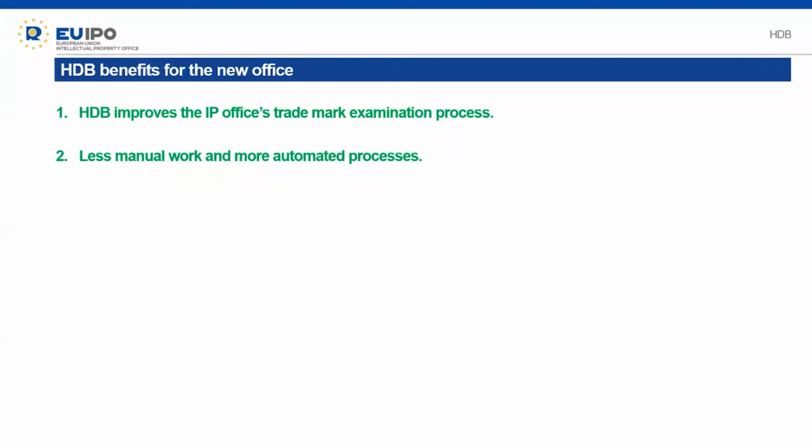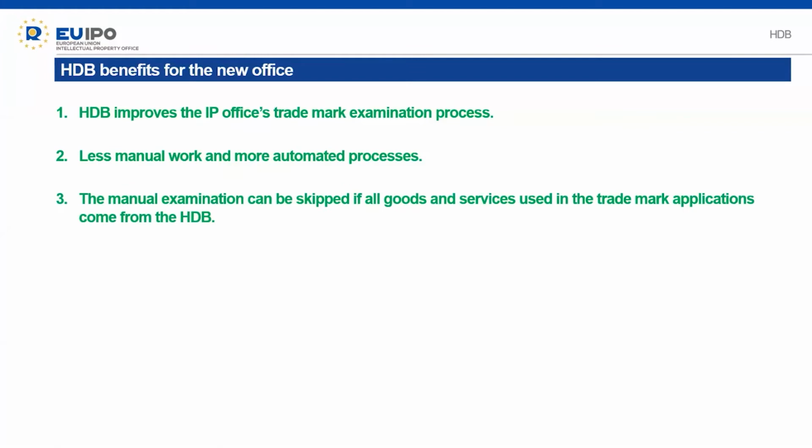Just as we mentioned before, in EUIPO it is automated through the fast track, so the examiners can skip those applications which are purely based on goods and services from HDB. So that part of the classification and validation of these goods and services can be skipped. And this is precisely what I'm pointing out here in the third point, that this part can be skipped.